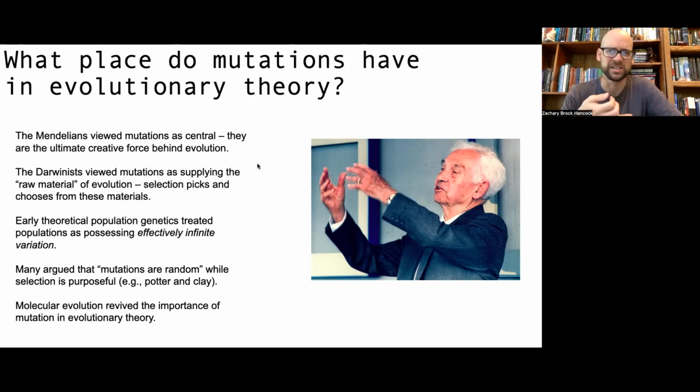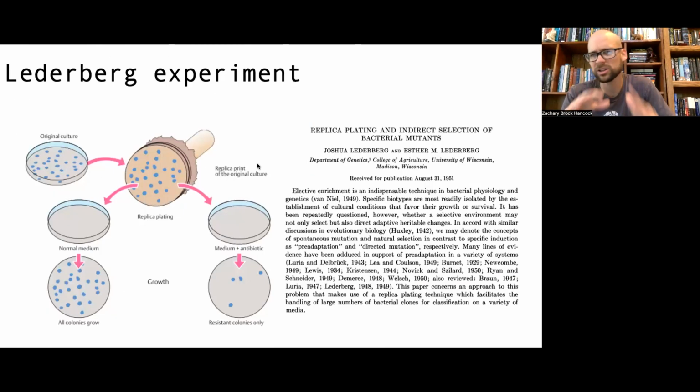So where do they get this idea that mutations themselves are not responding directly to the environment, but are instead providing the variation that selection can act upon? Well, a lot of this was established by a very famous experiment by the Lederbergs in 1951. What the Lederbergs set out to do was to test two competing hypotheses.